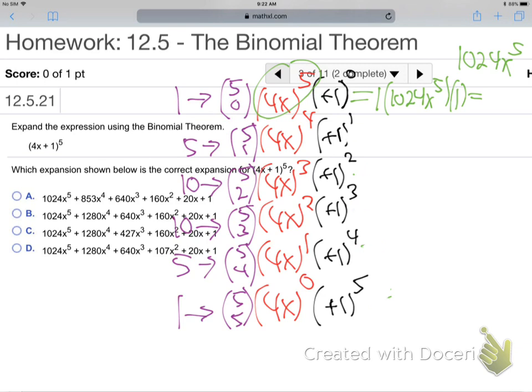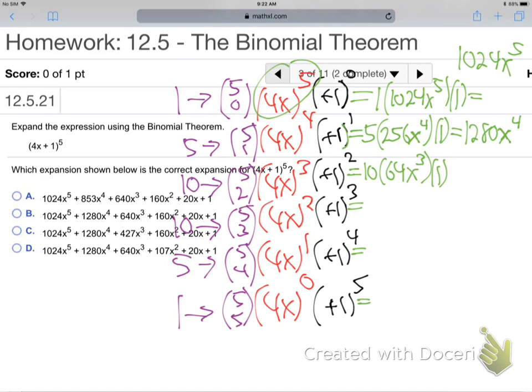Thought I left enough room, but it doesn't look like it. So the next one is 5. 4 to the 4th is something big. 256. And I don't know what that is. 5 times 256. 1280. X to the 4th. Is that okay? It's okay. Questions I can answer. It's making sense. And then the next one, feel free to speak up if this isn't making sense.